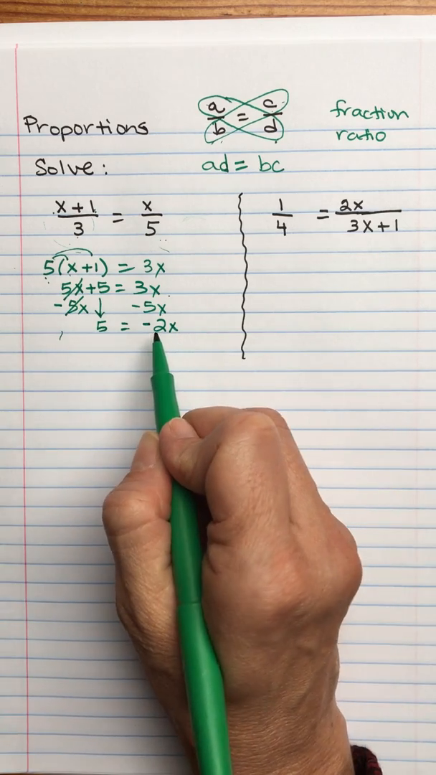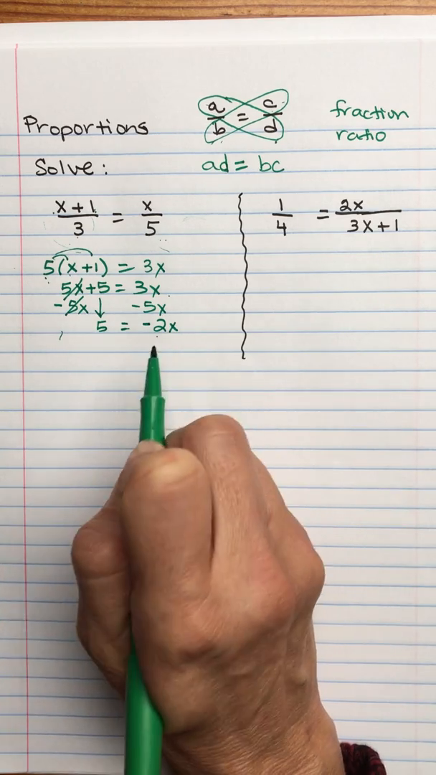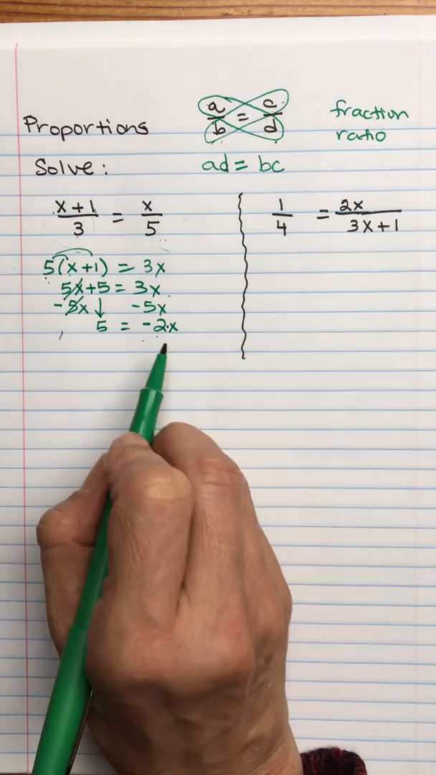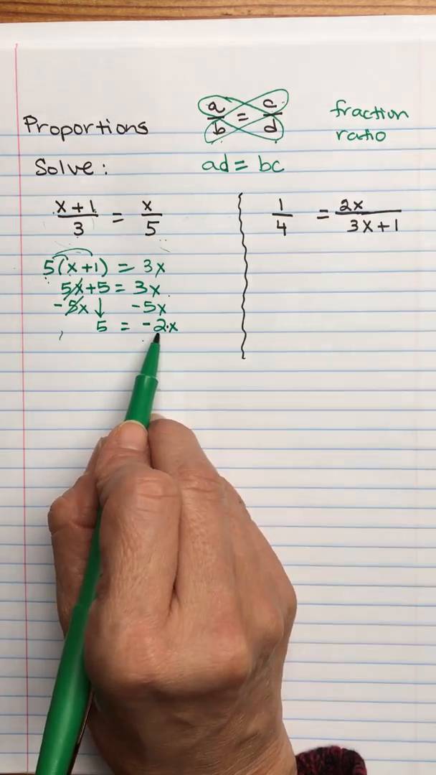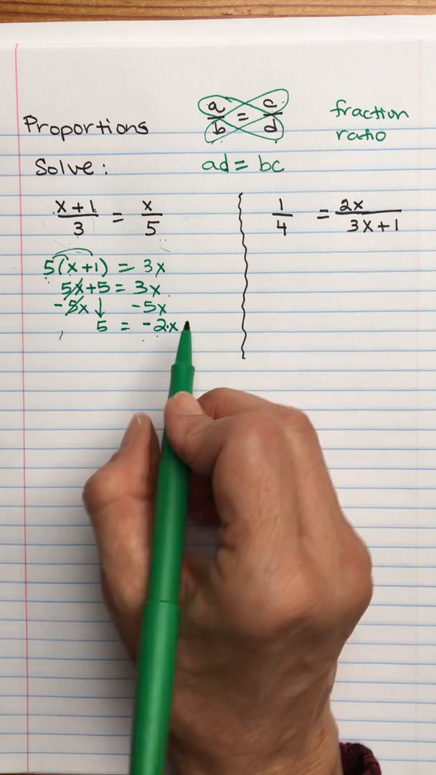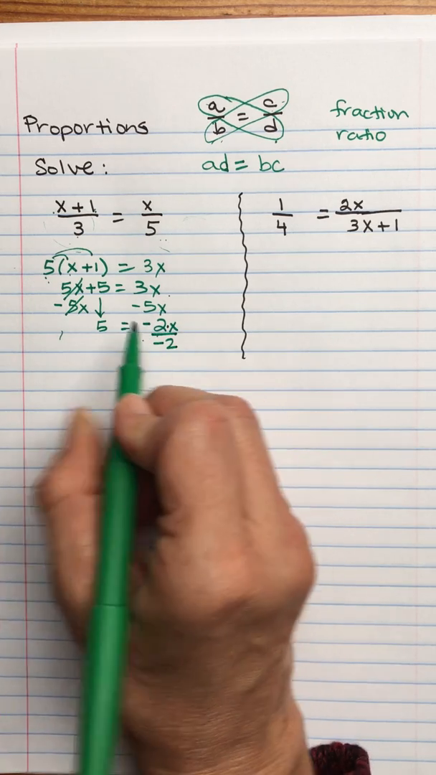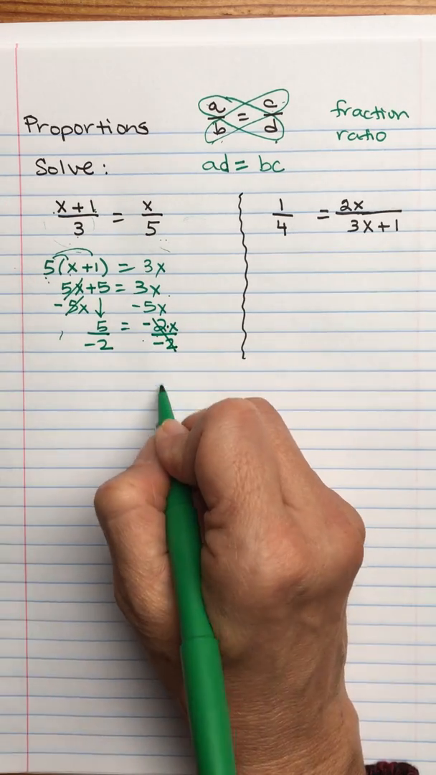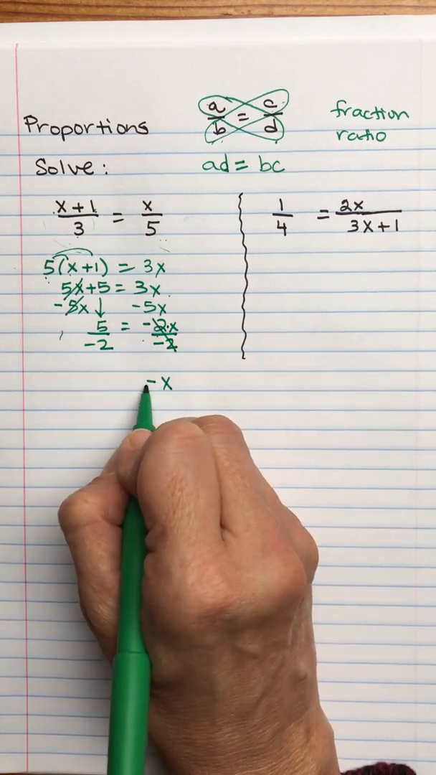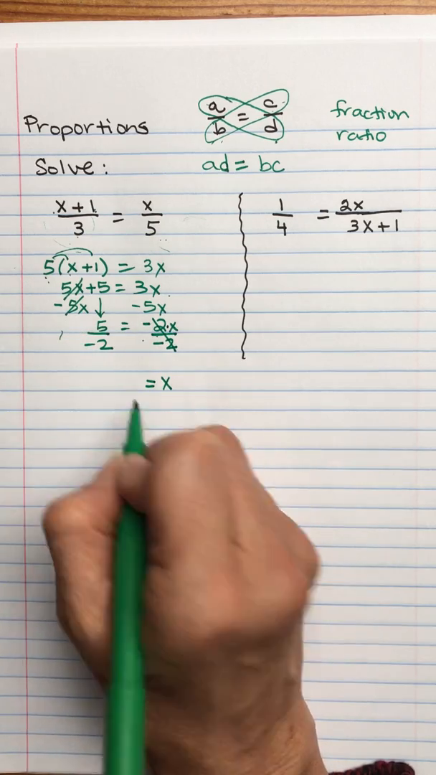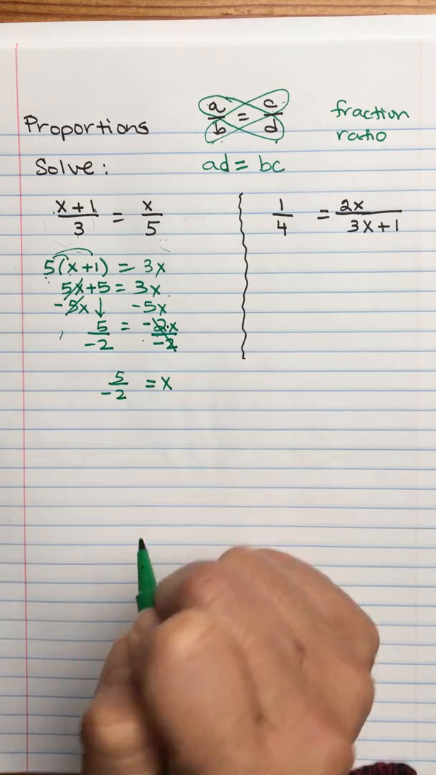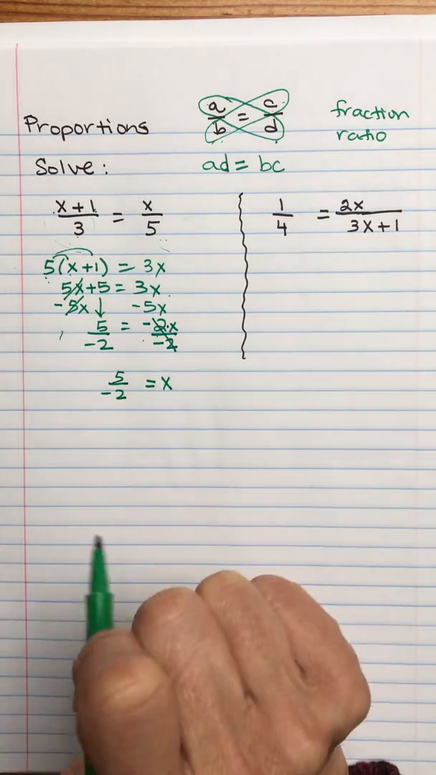So then remember, how do I get rid of the minus 2? It's not adding 2 because the operation I'm breaking is the one between the negative 2 and the x, and that operation is multiplication. So break the multiplication with division. Negative 2 divided by negative 2, those cancel. And it gets me x equals 5 over negative 2, totally fine way to write that answer.